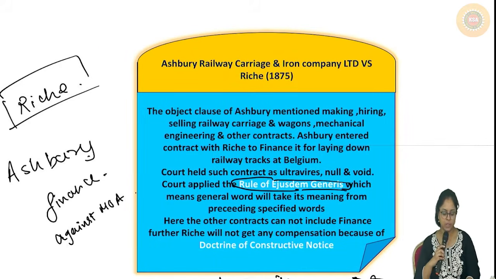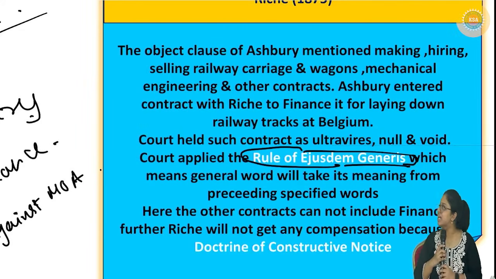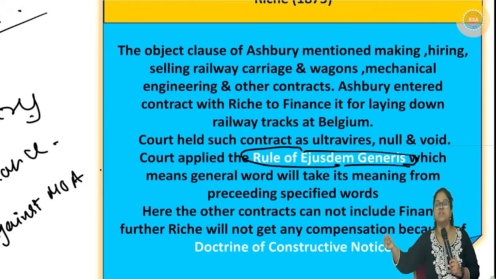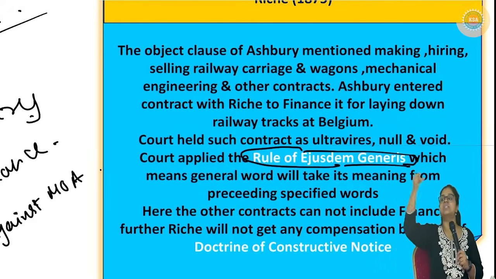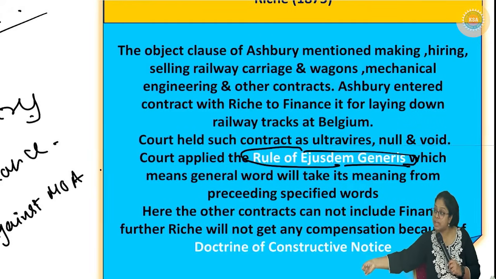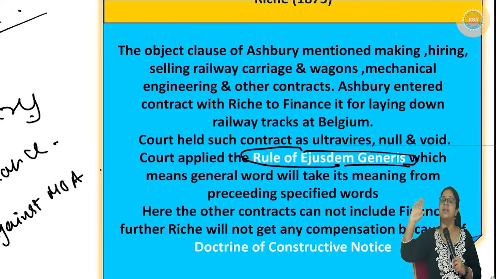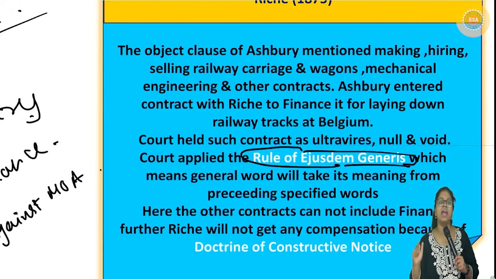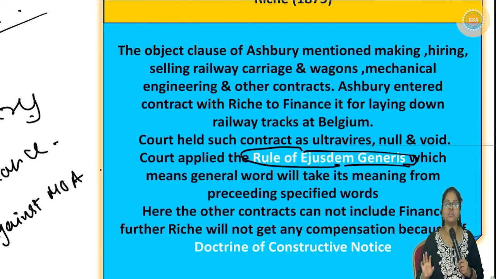Okay, there are only two important concepts here. One is this ejusdem generis, that is the general will always get its meaning from the specific. And the second thing is the rule of constructive notice, which says that whenever an outsider enters into a contract with the company, it is assumed that he already has read the MOA and AOA and he knows what the company can do and cannot do. Is that clear?